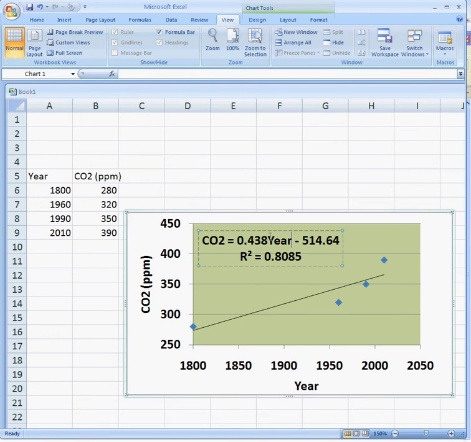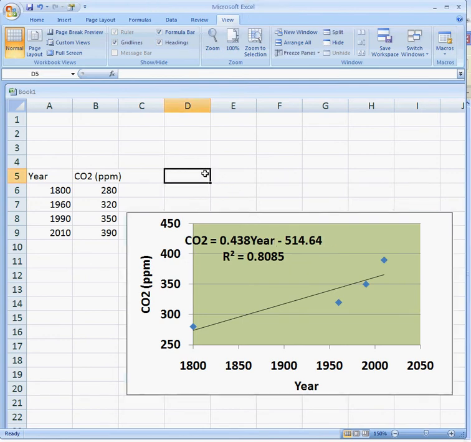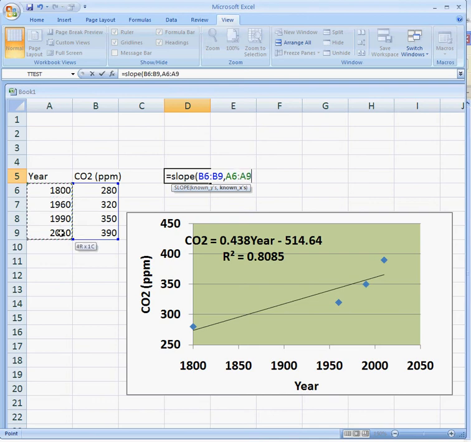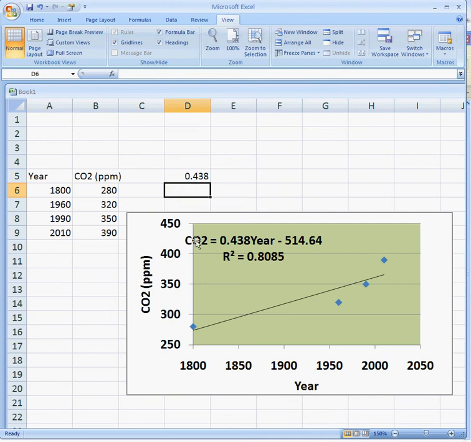Another way to get the slope of the straight line, this is the slope or the increase in carbon dioxide per year in parts per million per year, is to just use the function SLOPE. Okay, and what you have to do is put the known y values first, and I'll just select the carbon dioxide values for the y values, separate it by a comma with the known x values, and then hit enter. And I get the exact same value here. This is the average increase per year over the full 210-year period.